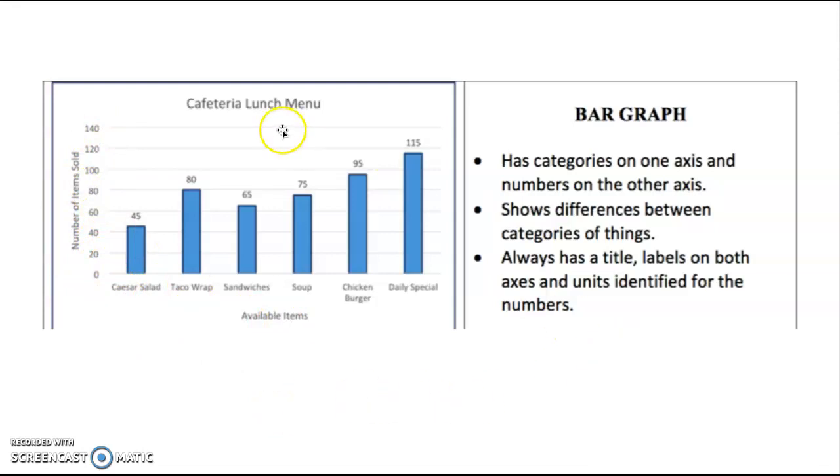And again, it's always going to have a title, cafeteria lunch menu, and it's always going to have the axes labeled. So this x-axis is labeled with available items, and then the individual items are shown, and the y-axis is labeled with numbers, and it's telling you the number of items sold.